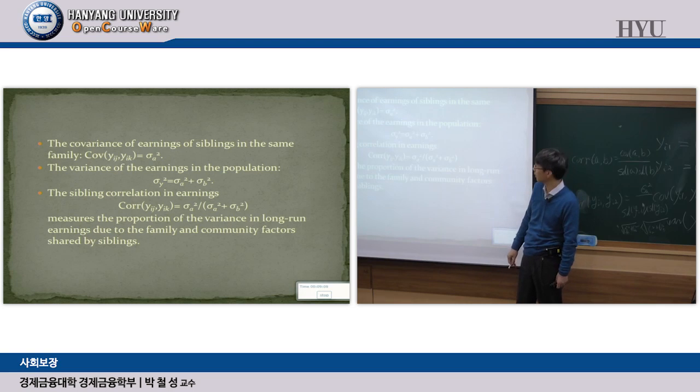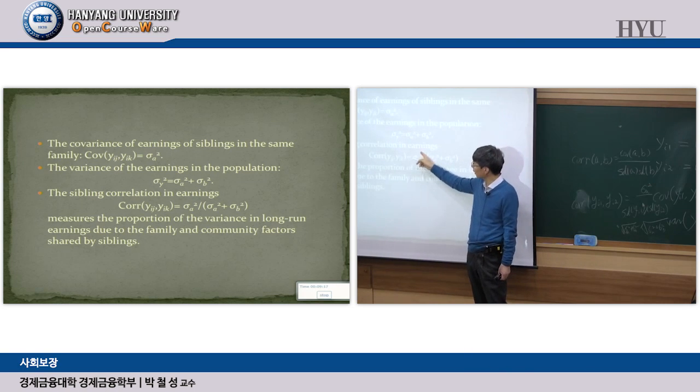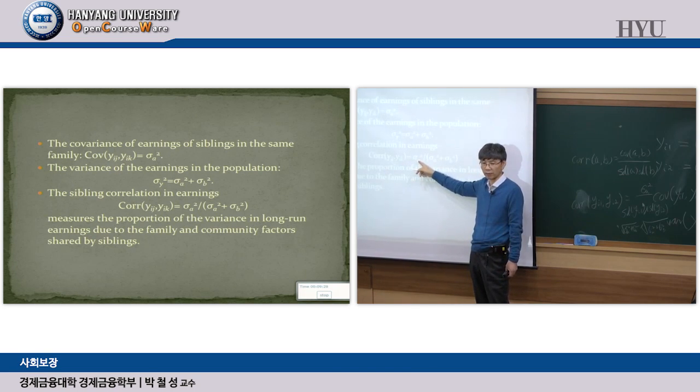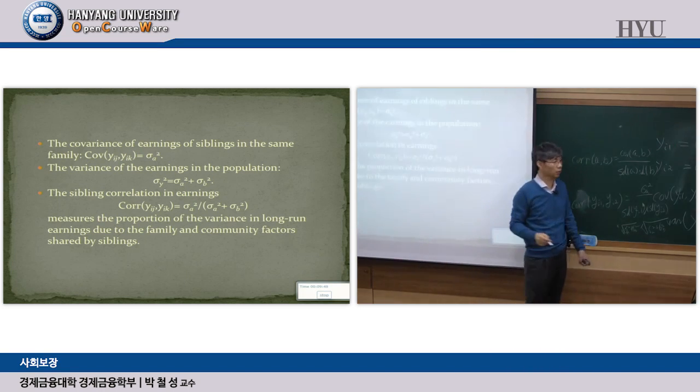So in short, what does it mean? It means this is the total variation in the household, in the population. This is just the covariance between two siblings. And this one shows the variation of shared factors, such as family factor or community factor. And the denominator is the shared factor plus individual factors. So you see the ratio tells us the importance of shared factors among all the variations.